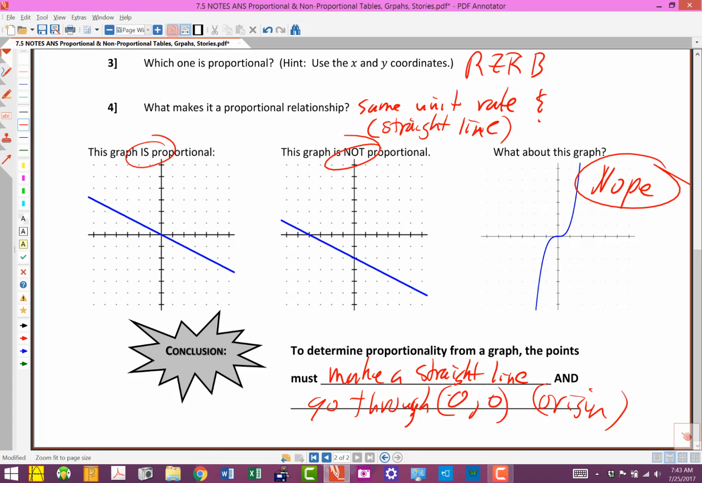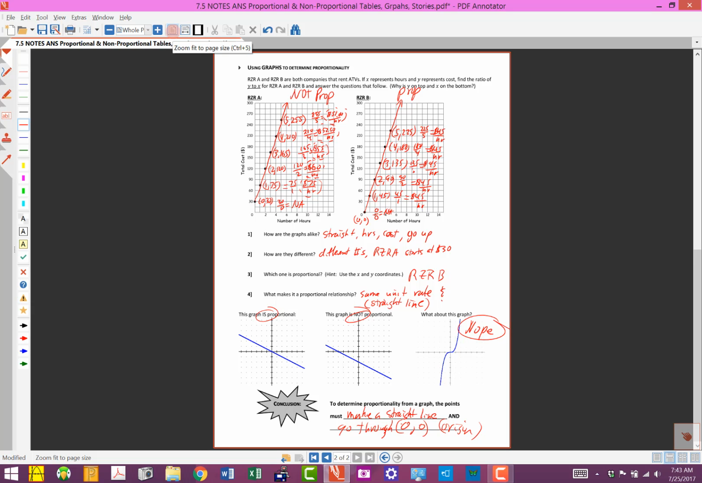So again, to kind of review these ideas, if you're looking at a graph, the way you tell that it's proportional, again, you could go through and check all of these points like we did here, but you can just visually check and say, okay, is it a straight line and does it go through 0, 0? If that's true, then it's proportional like this one. If that's not true like the two of these, then it's not proportional.